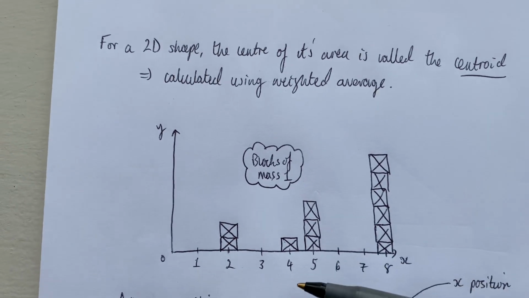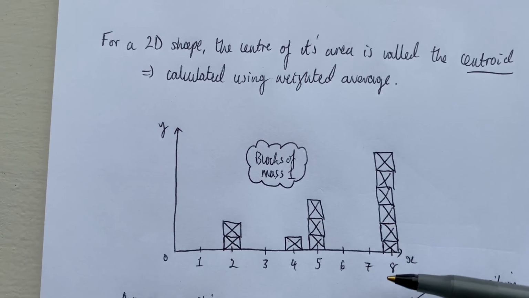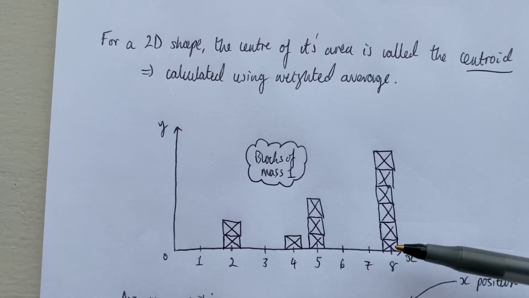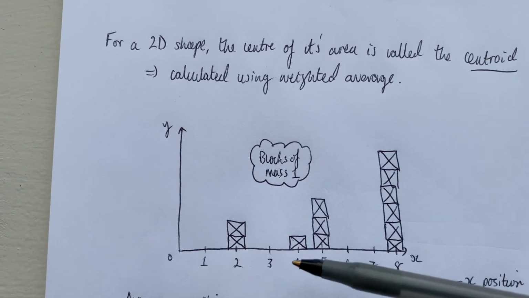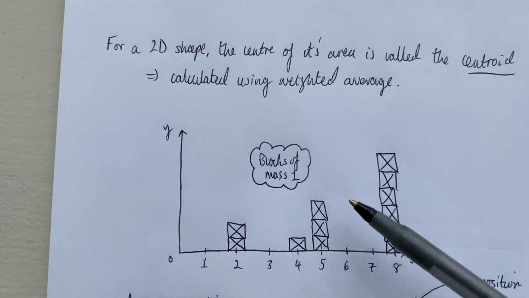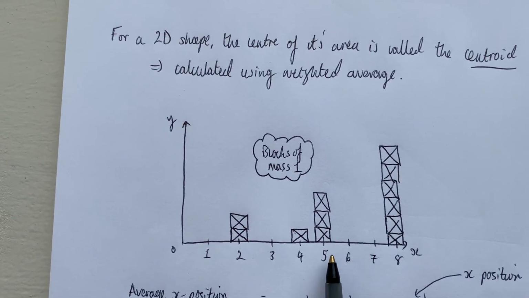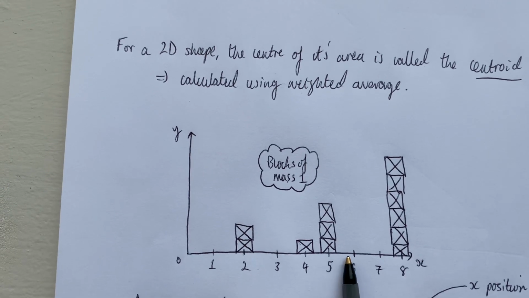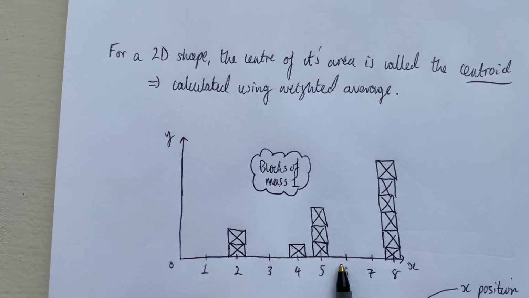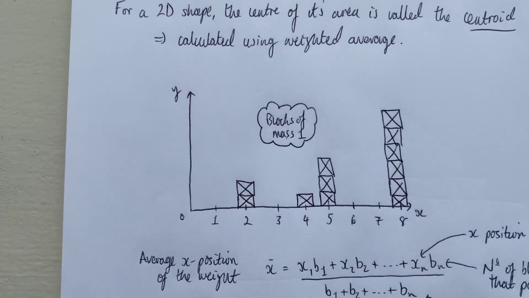So there's 12 blocks in total. There's 6 stacked up here at position 8 along the x-axis, 3 at 5, 1 at 4 and 2 at 2. So in order to balance this system left and right, if I think about where my fulcrum point would be, I'm thinking it's going to be somewhere around here initially. So how do I calculate that?